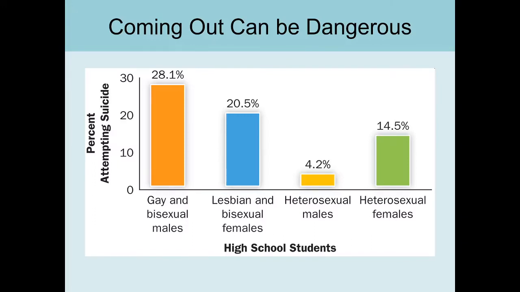And so we see the percent attempting suicide among gay and bisexual males, lesbian and bisexual females. And then we see, in comparison, heterosexual males very unlikely to attempt suicide, and heterosexual females more likely than heterosexual males, but less likely than either of the gay classmates. So it implies that there's a lot of stress and alienation among gay and bisexual males and lesbian and bisexual females that doesn't happen in the same way to heterosexual peers.